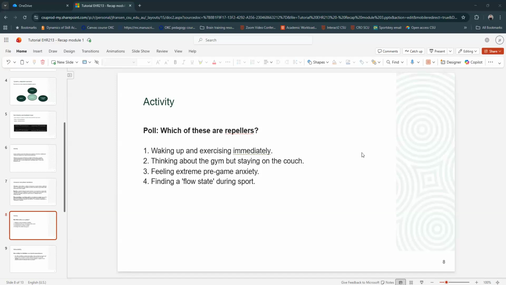The third one, feeling extreme pre-game anxiety. I think everyone at any point has had anxiety, whether in a sport game or whether in the gym and stuff like that. There's so many social elements that can create that anxiety for a lot of people. For example, women going into the weight section of a gym. That's a really big prime example. A lot of people do especially feel that anxiety, which obviously decreases their motivation to continue doing it or repels them from actually going and doing it at all.